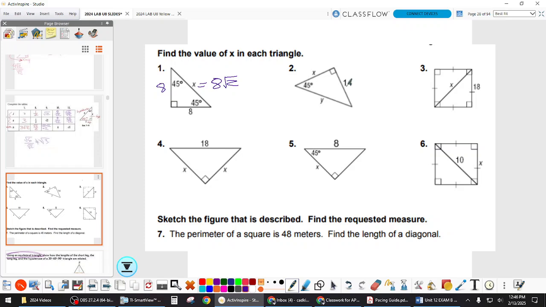Okay, and then here, it's again a 45. We know this is 45. Why? Yeah, 180 in a triangle. So, what is the 14? The leg. So y is 14 root 2, and x is just 14.